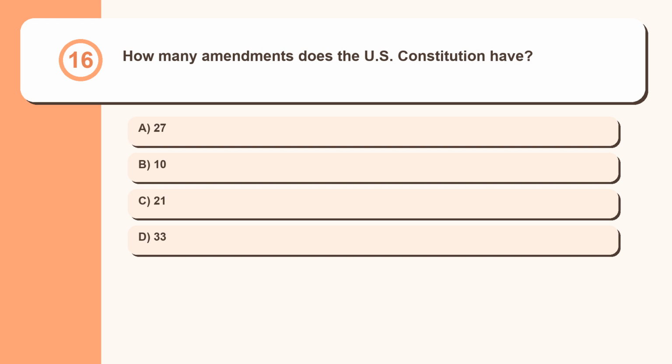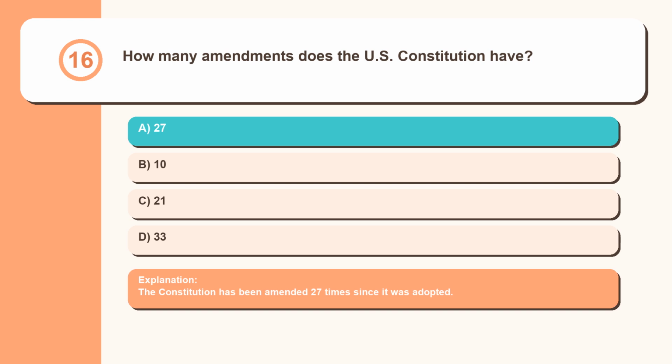Question 16. How many amendments does the U.S. Constitution have? 27, 10, 21, 33. The Constitution has been amended 27 times since it was adopted.